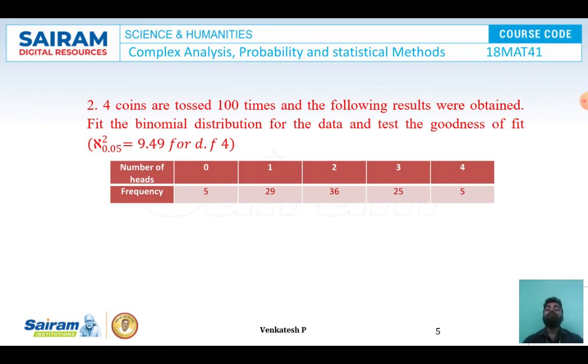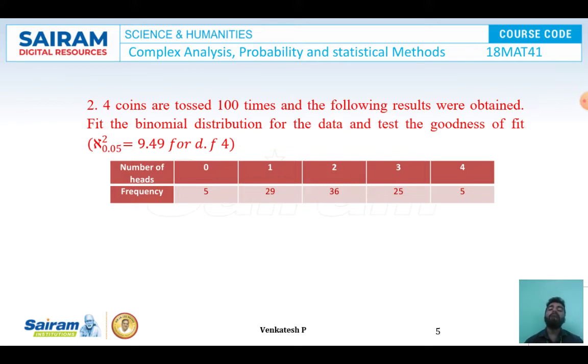Next problem: 4 coins are tossed 100 times and the following data were obtained. Fit the binomial distribution for the data and test the goodness of fit at chi-square is equal to 9.49 for 4 degrees of freedom. Here the data is like this: number of heads 0, 1, 2, 3, 4. Frequency is given like 5, 29, 36, 25, 5.